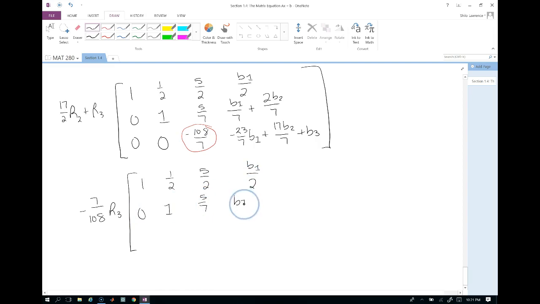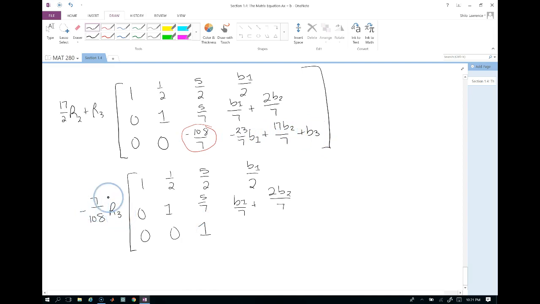Everything else is staying the same right now. I'm just manipulating row 3. So anything times 0 is going to leave those guys as 0. And we purposely did the reciprocal so that when we multiplied we'd get a 1. And then I've got to multiply this crazy expression back here by negative 7 over 108.